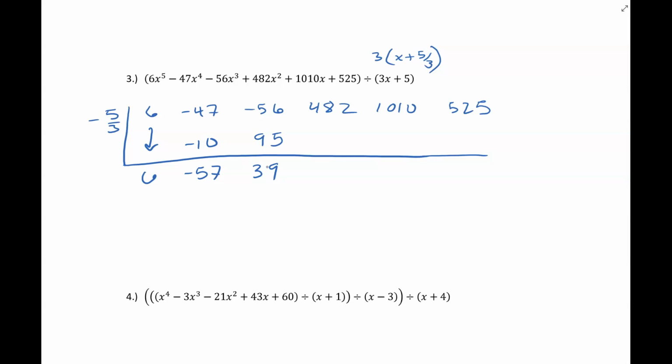Negative 5/3 times positive 39 is negative 65. When I add down, I get 417. Negative 5/3 times 417 is negative 695. When I add down, I get 315. And negative 5/3 times 315 is negative 525. And when I add down, I get 0.